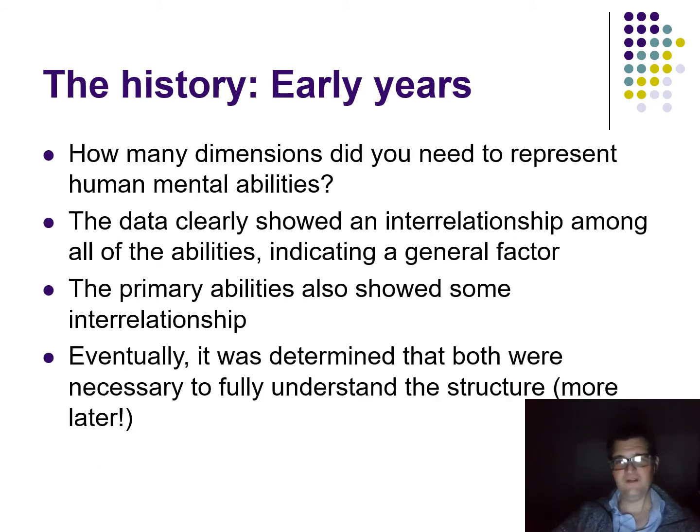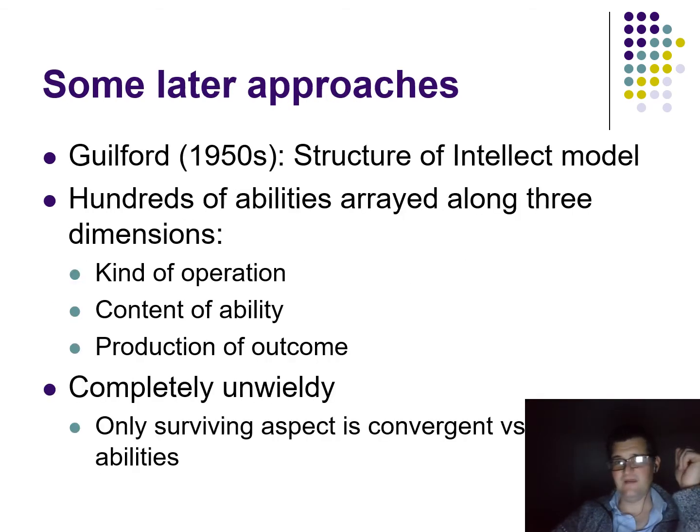And so there's a controversy between these two perspectives. Do you need one dimension or lots of them? And in general, with Thurstone's work, even among primary abilities, they look distinct, but there were interrelationships among all of them, and that provides additional evidence that there is some kind of a general factor. And anyway, eventually it was you kind of need both, and we'll talk about that in a few minutes.